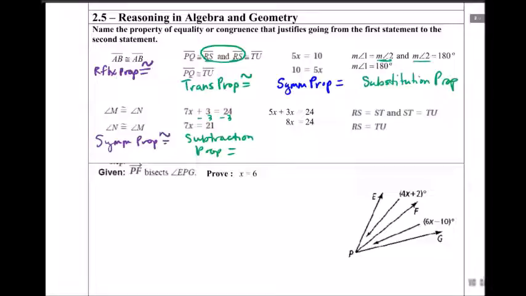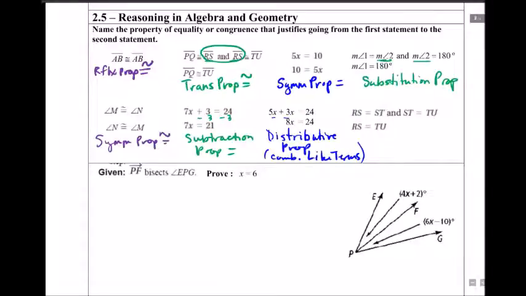All right, next one. 5x plus 3x equals 24 turns into 8x. Well, we are simply combining like terms, which we know to be the distributive property. Distributive property is the same thing as combining like terms.